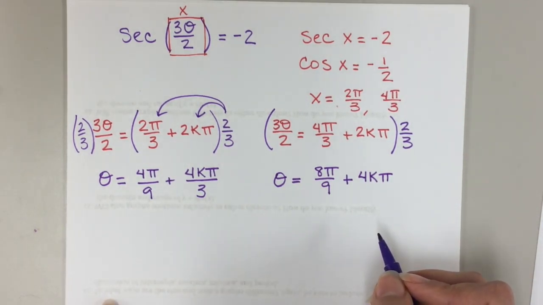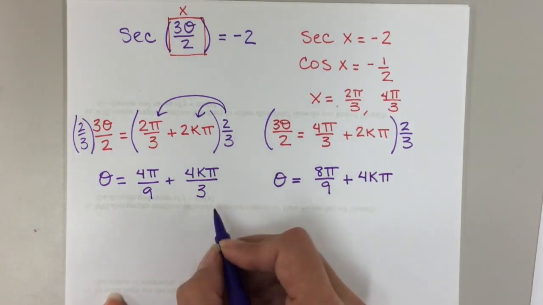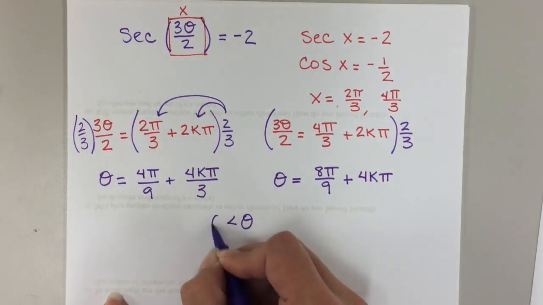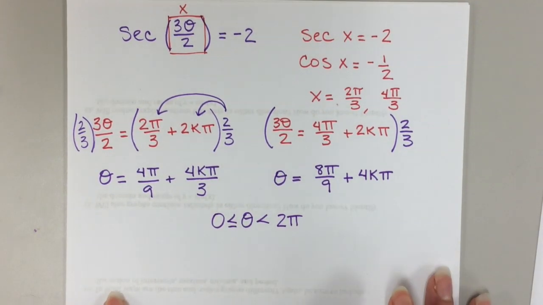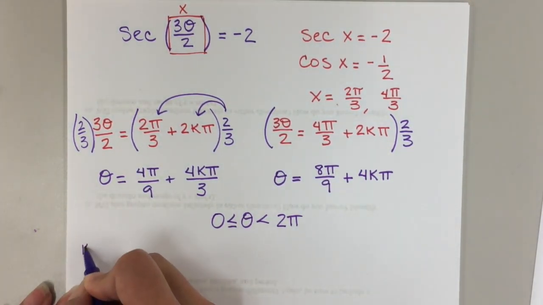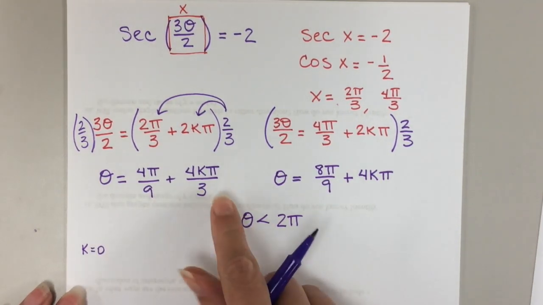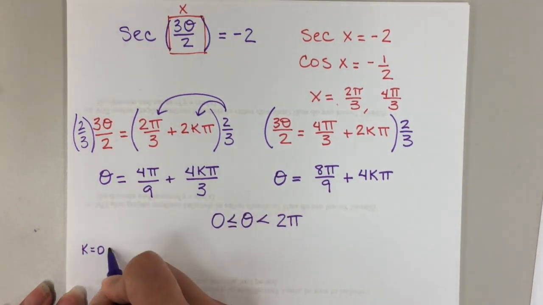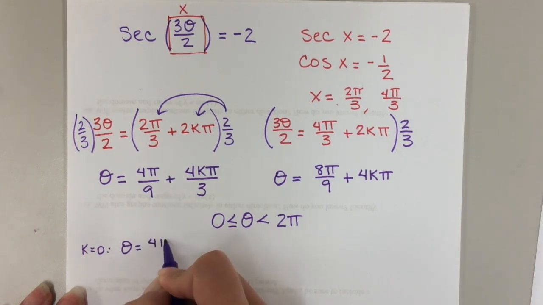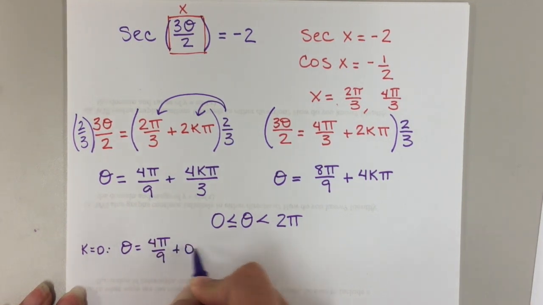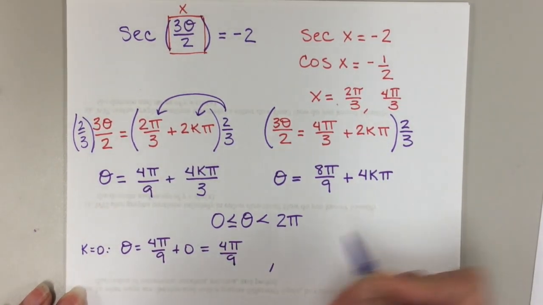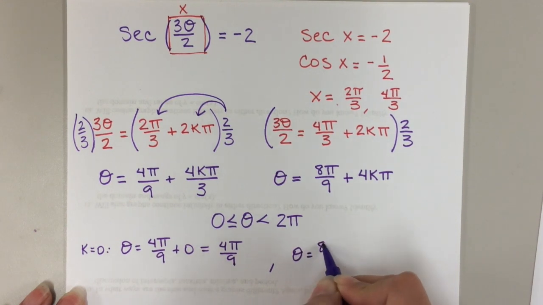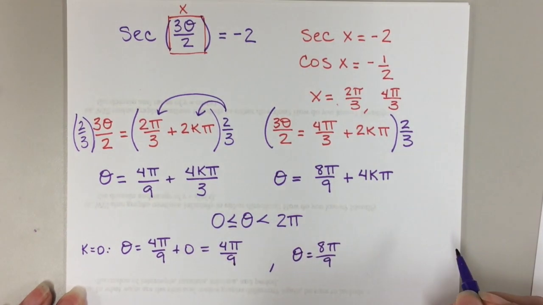Now we're ready to find our solutions between 0. So theta needs to be between 0 and 2 pi. We can include 0, but not 2 pi. All right, so let's start off with k equals 0. Now when k equals 0, we end up with theta equals 4 pi over 9 plus 0, or 4 pi over 9. We also end up with theta equal 8 pi over 9 plus 0, or just 8 pi over 9.